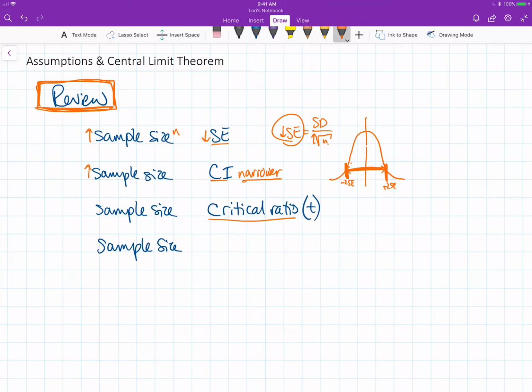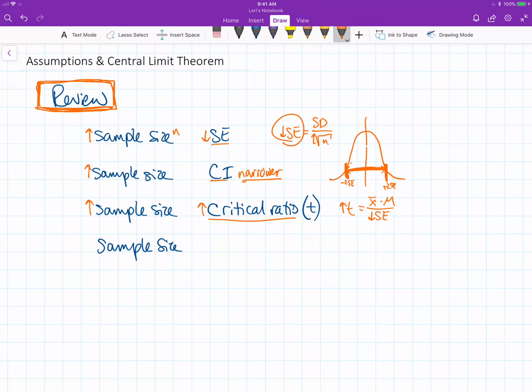Another thing happens with the t or the critical ratio. As my sample size increases, that impacts my t. And remember, t is calculated as x bar minus mu divided by standard error. And if my standard error goes down, then my t value is going to go up. So as sample size goes up, my critical ratio also goes up.